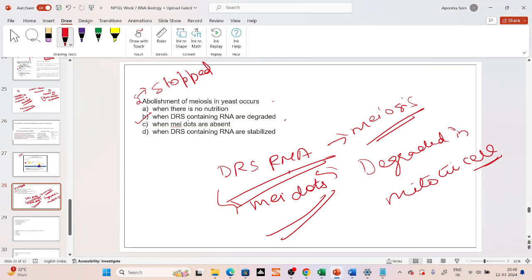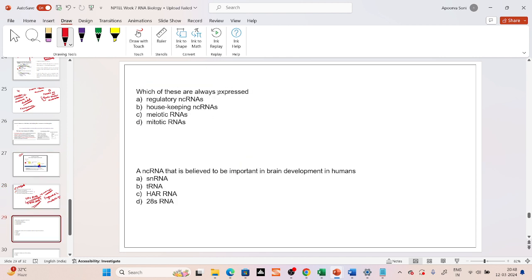Okay, fine. Next question. Which of these are always expressed? Regulatory non-coding RNA, housekeeping non-coding RNA, meiotic RNA, or mitotic RNAs? We have just discussed this. I'll give you one minute and then I will switch the screen.